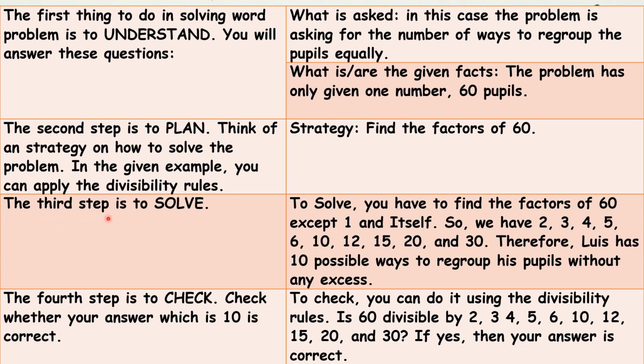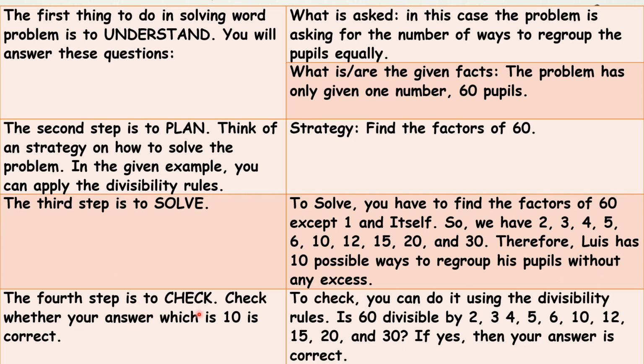Next, the third step is to solve. We need to solve. You have to find the factors of 60 except 1 and itself. Ang ibig sabihin ng itself ay ang 60. So, we have 2, 3, 4, 5, 6, 10, 12, 15, 20, and 30. Therefore, Louis has 10 possible ways to regroup his pupils without any excess.